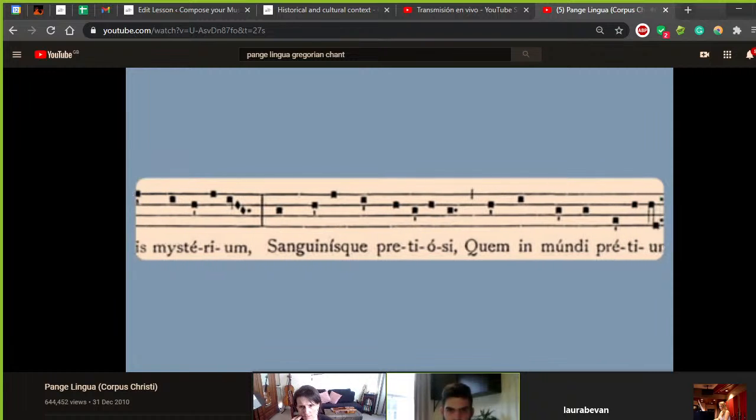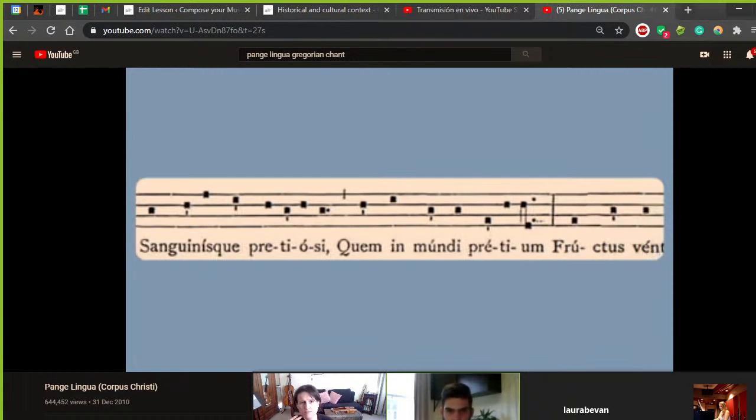Sanguinisque preciosi quem in mundi pretio.